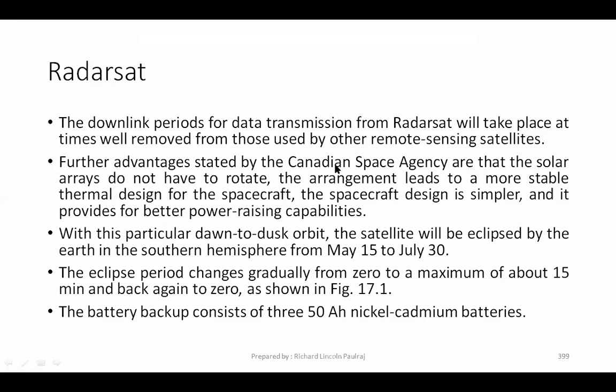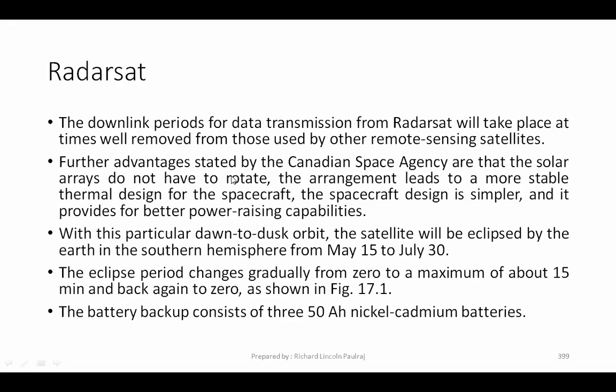The downlink periods for data transmission from Radarsat will take place at times well removed from those used by other remote sensing satellites. So a lot of data can be extracted. As I told you, it's about two times the data that you can extract from the other normal satellites, because this is sun synchronous.